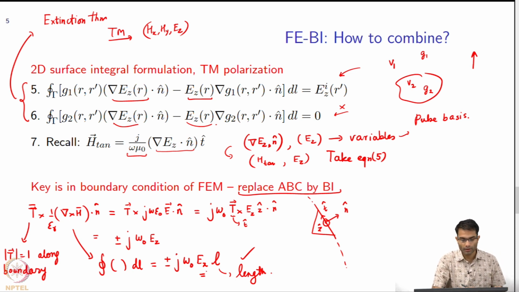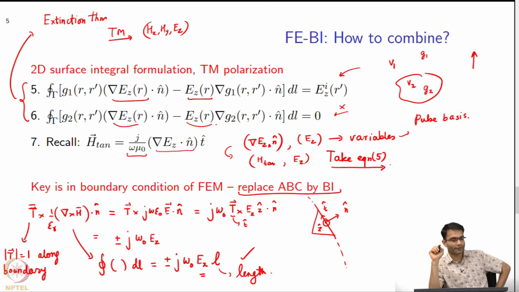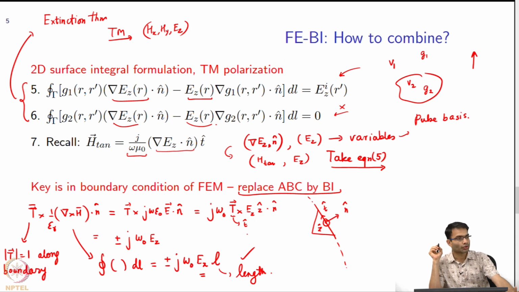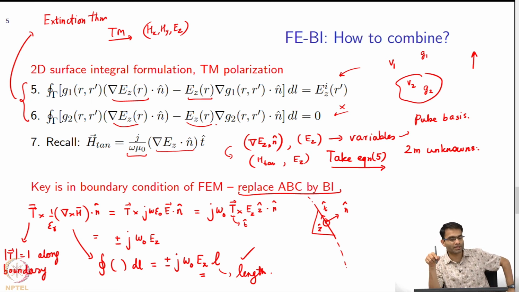Okay. Before we go further, if I take equation 5 over here, how many equations in how many variables will I get? If I take only equation 5, remember I have how many edges on the boundary? M edges on the boundary. Okay, how many unknowns are there? M plus M. Now each boundary edge has an unknown Ez and an unknown H tan, right. So you have 2m unknowns. At how many points on the boundary are you enforcing equation 5? At the center of each edge, that is what we had done.